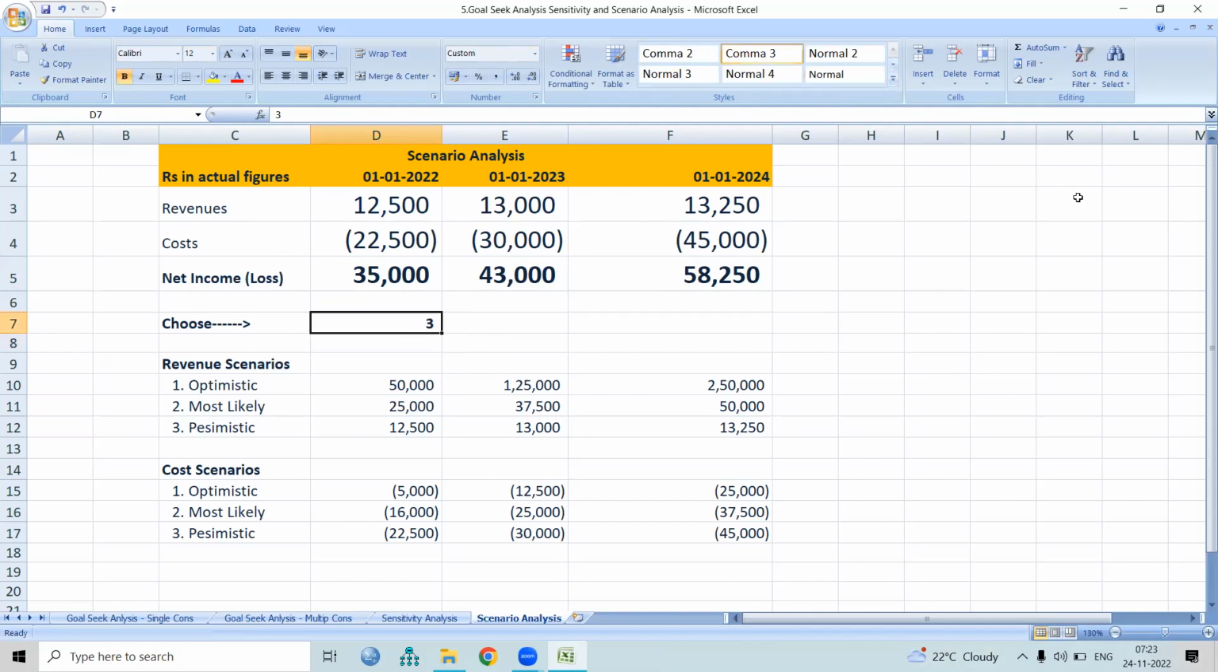for the pessimistic case. So now by changing the index number, we can find out the financial projections for an optimistic case, most likely case, and a pessimistic case. So this is what the sensitivity analysis refers to, right? So now we have understood the goal-seek analysis, single constraint, the goal-seek analysis, multiple constraint, and the sensitivity analysis and scenario analysis.